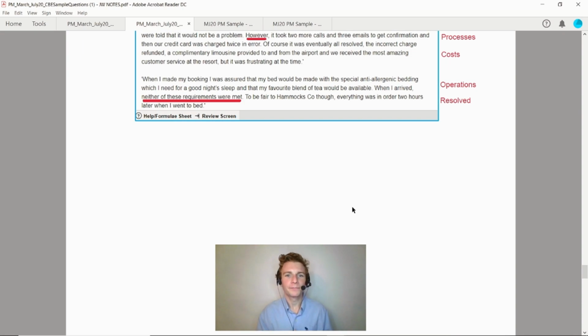When I made my booking, I was assured that my bed would be made with the special anti-allergenic bedding which I need for a good night's sleep, and that my favourite blend of tea would be available. So again, type of service, pristine, high-end, premium service. When I arrived, neither of these requirements were met. Okay, so that's the flip side again to it. To be fair to Hammock's Co, though, everything was in order 2 hours later when I went to bed. Wow, okay, so that is operationally, but it sounds like whatever the issue, we seem to resolve it really quickly as well. So there are issues, but when they do arise, we resolve it very quickly on there.